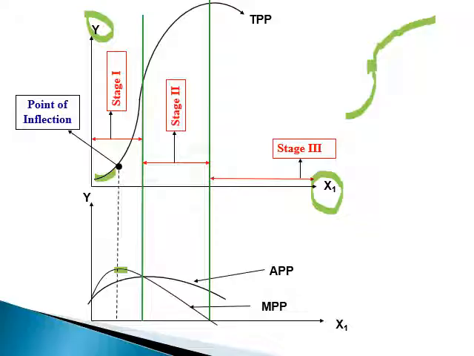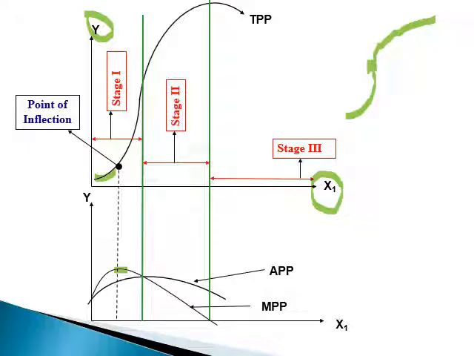Now, for the average physical product, it increases at a decreasing rate, reaches a maximum, and then declines. But it's never 0, it's never negative. When APP of the variable input is at its maximum, it is equal to MPP, which means that MPP hits or crosses the APP curve at the maximum of the APP.